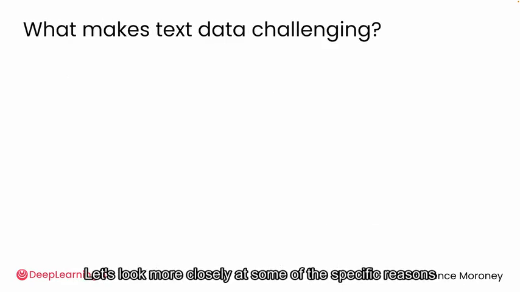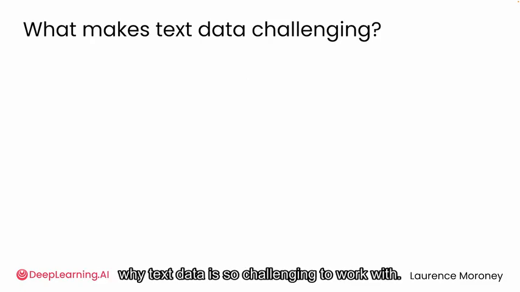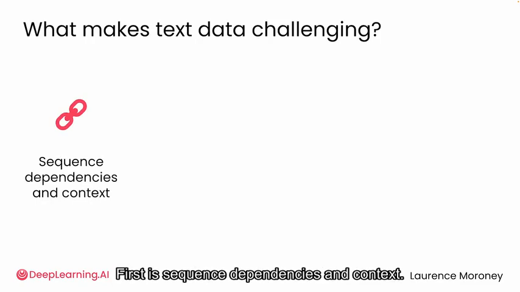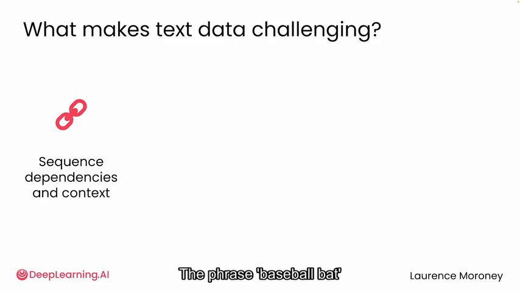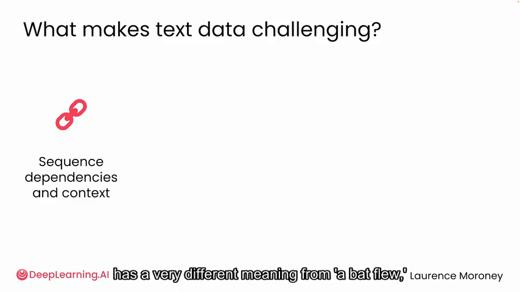Let's look more closely at some of the specific reasons why text data is so challenging to work with. First is sequence dependencies and context. Words depend on one another to convey meaning. The phrase baseball bat has a very different meaning from a bat flew, even though they share the same word.